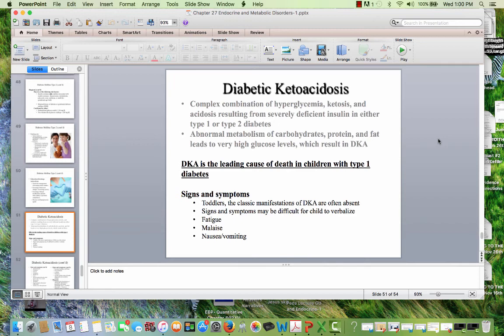You just don't drop their levels quickly, because that can cause some neurological deficits. So some of the precipitating factors that you, the nurse, must assess for is poor compliance with insulin regimens. Sometimes you'll see these kids come back secondary to that for DKA if it's not their initial diagnosis.